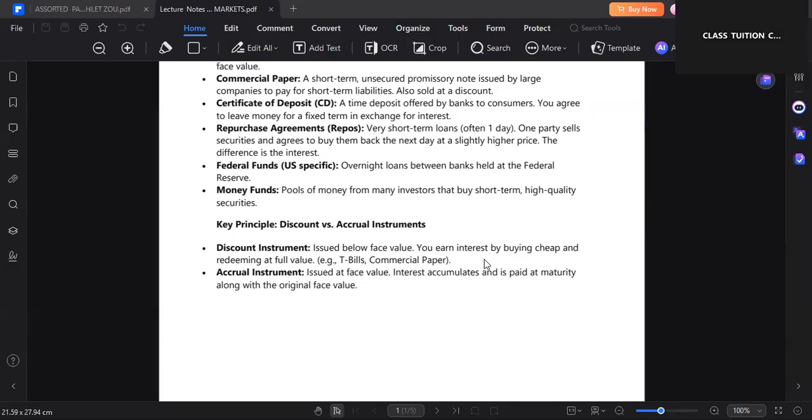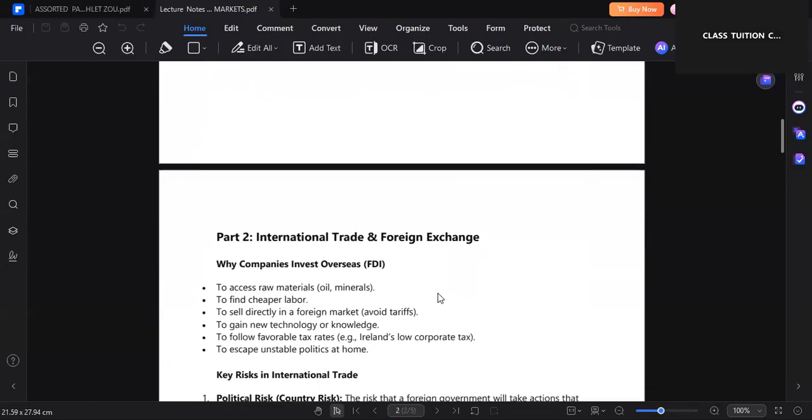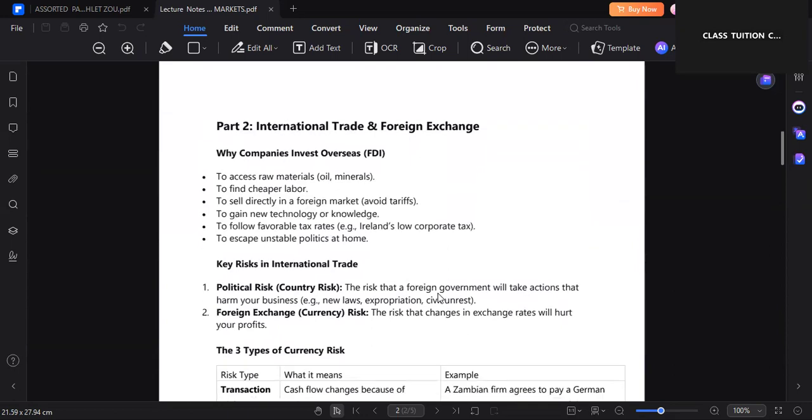So we now go to international trade and foreign currency. So why do companies invest overseas? And what kind of risks are there in international trade?